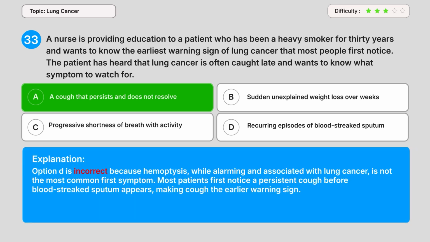Option D is incorrect because hemoptysis, while alarming and associated with lung cancer, is not the most common first symptom. Most patients first notice a persistent cough before blood-streaked sputum appears, making cough the earlier warning sign.